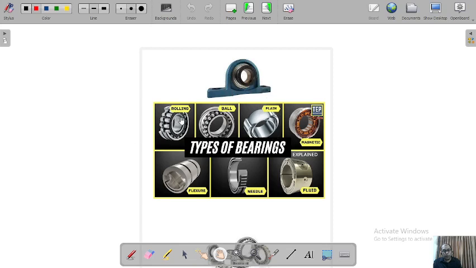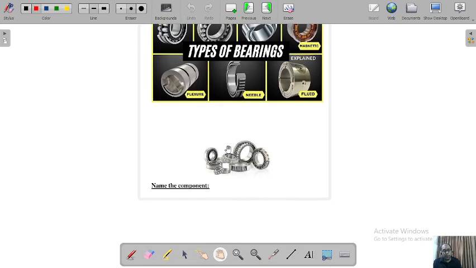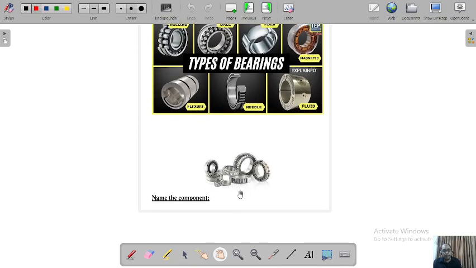Different types of bearings: roller bearings, ball bearings, plain bearings, flexure bearings, needle bearings. These are all the different types of bearings that we have. These are basically the tapered bearings. Just explained over here, these are the tapered bearings.